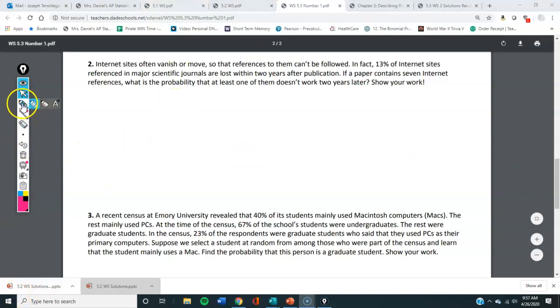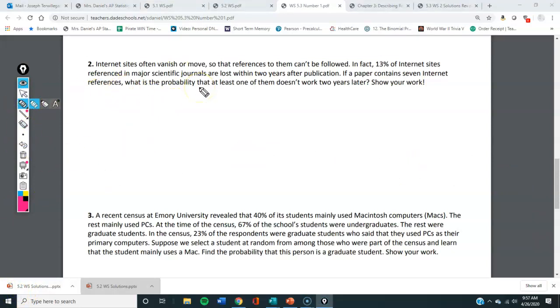All right, let's go. An internet site says 13% of references don't work after 2 years. If they had 7 references, what's the probability that at least one of them does not work after 2 years? So at least one doesn't work. Now you could go through and find the probability that 1 doesn't work, 2, 3, 4, 5, 6, 7. That's going to be a lot of work.